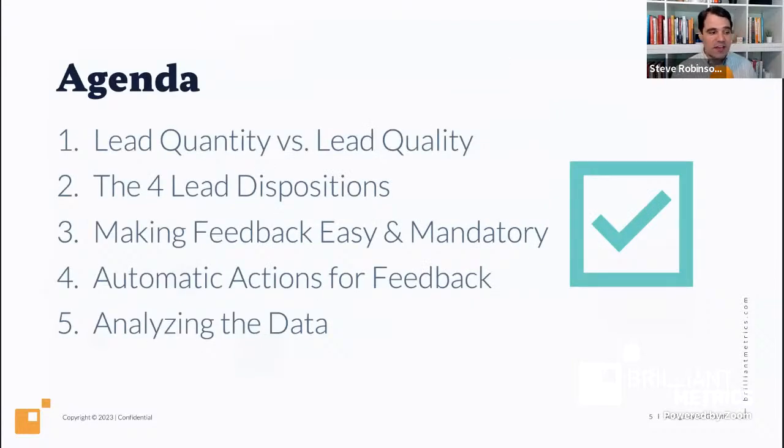On to today's agenda. Today we're going to cover what we mean when we talk about lead quantity and quality and why tracking both is important. We'll go through the 4 dispositions for a lead, the 4 ways you can treat a lead. We'll talk about how to make sure to get that feedback loop in place in a way that is easy to follow and implement. And then we'll talk about some of the automatic actions you can do when you get that lead feedback in place, as well as how to interpret the data. So you get all this feedback in. What do you do with it?